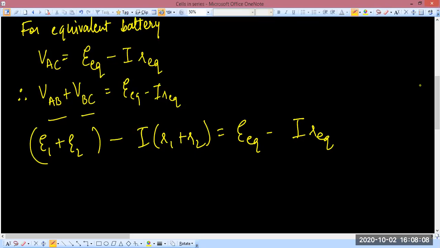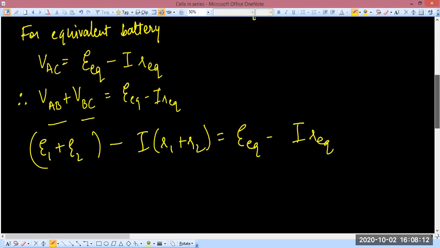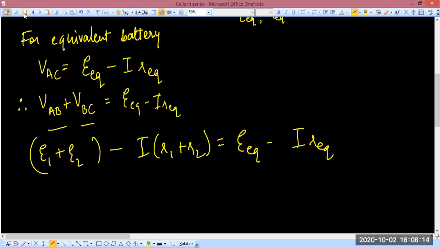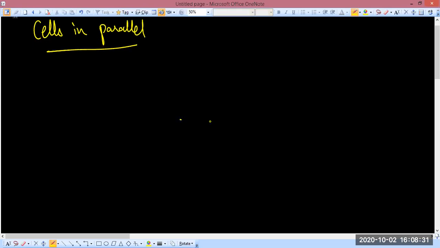But the big difference is in parallel. So I'm going over to parallel now. So for parallel, again if you draw a diagram where two cells, this time let me draw it a bit bigger.